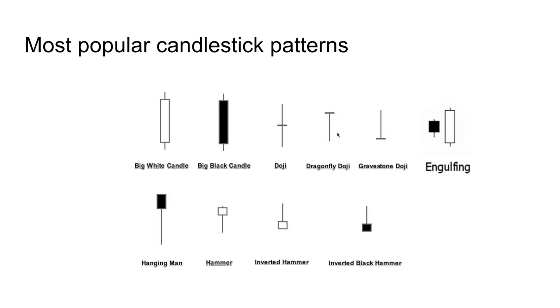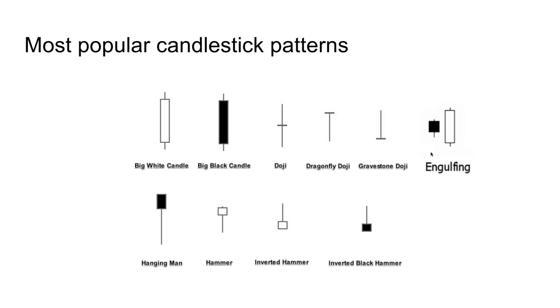Now, the Dragonfly Doji is a very bullish candle, which means that it opened and closed at the top. It dipped, but it got bought all the way back up. Now, the Gravestone Doji is the complete opposite. It opened at the bottom, it went all the way up, but it got sold off and it closed near the bottom. It's a very bearish candle.